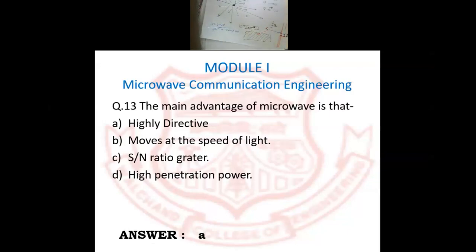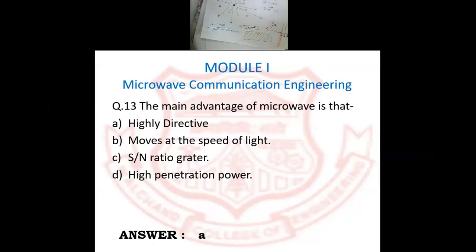Okay, if a wave is propagating in free space, then the wave moves at the speed of light. Naturally, signal to noise ratio greater for any communication, for any signal frequency. It is not depending upon the frequency. Signal to noise ratio is depending upon how much is the power. So that's why signal to noise ratio will not come under the category. High penetration: the wave will not be penetrating if it is a conducting or metallic material there. So it will be reflected back. So that's why penetration, no.